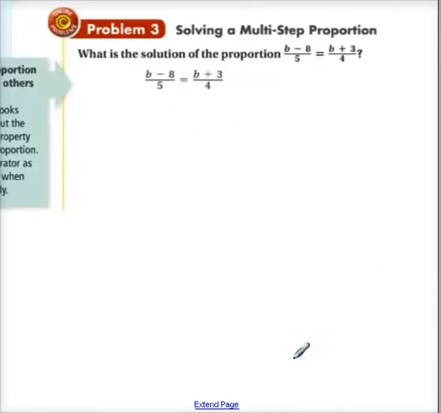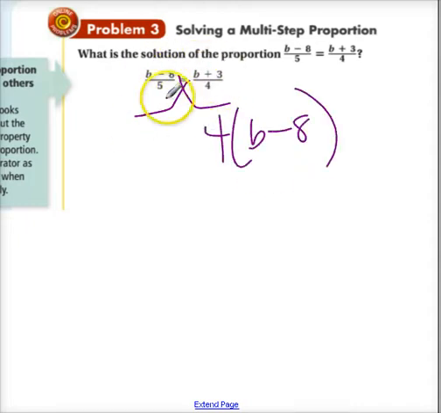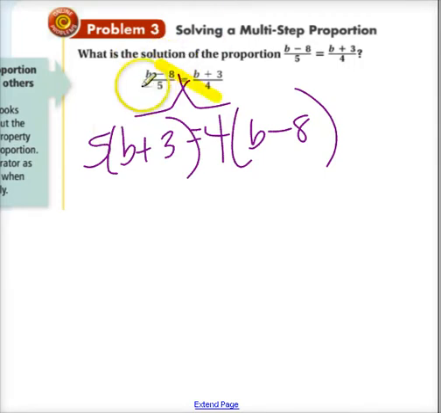Here's a multi-step proportion. Notice we have more than one value in the numerator, and this could also be in the denominator. We're going to do the same thing. We're going to use our cross products, which I call my hockey sticks. So I'm going to do 4 times b minus 8. And this way, I have 5 times b plus 3. So nothing changed. I'm still multiplying my cross products.